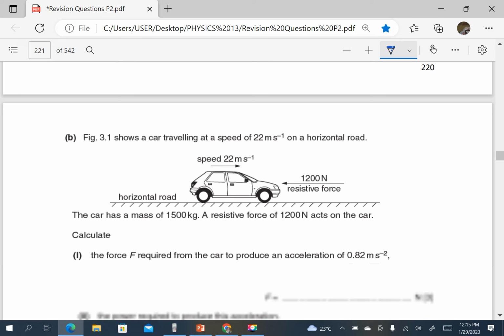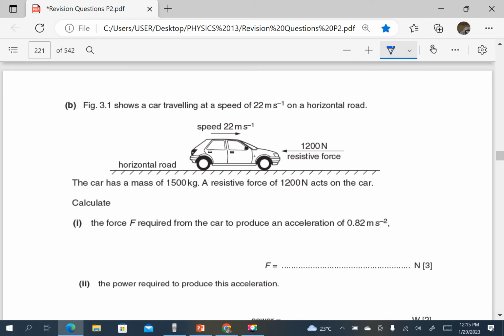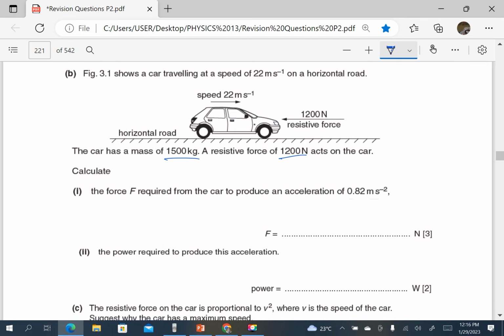The figure shows a car traveling at a speed of 22 meters per second on a horizontal surface. The car has mass 1,500, and a resistive force of 1,200 newtons acts on the car. Calculate the force F required from the car to produce an acceleration of 0.82. So we want the force F on the car, which is required to produce that acceleration.